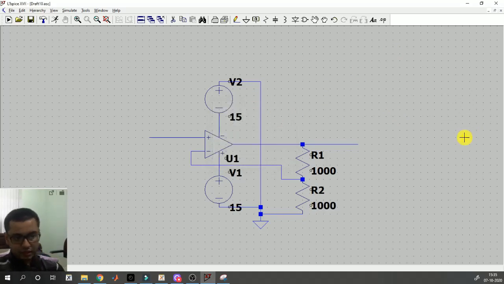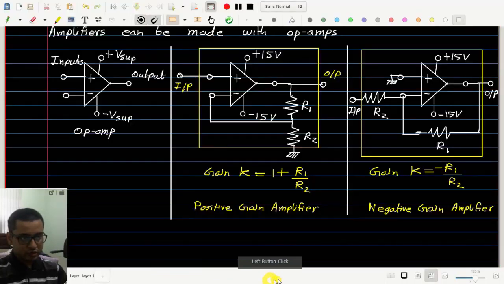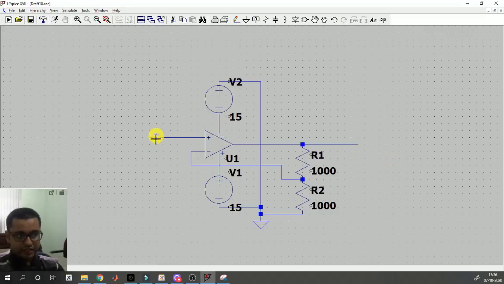Okay. Now this circuit is exactly similar to this circuit, our positive gain amplifier, and we have taken this R1 and R2, both of them 1 kilo ohm. So the gain of the amplifier will be 1 plus 1 by 1, 2. Okay, and this is the input, this is the output. Now let me see whether it works or not.